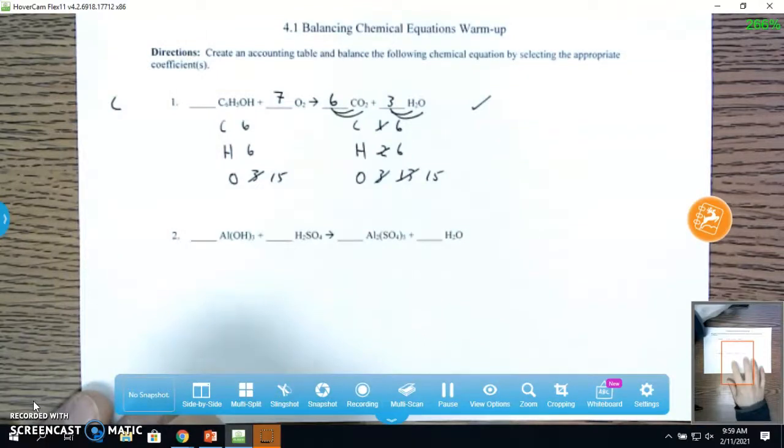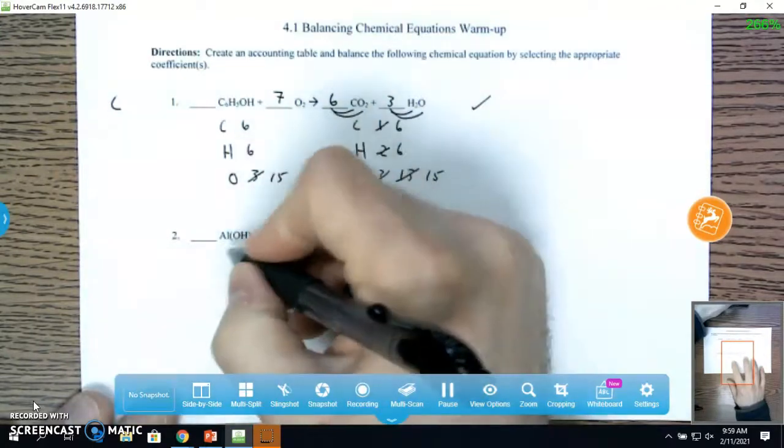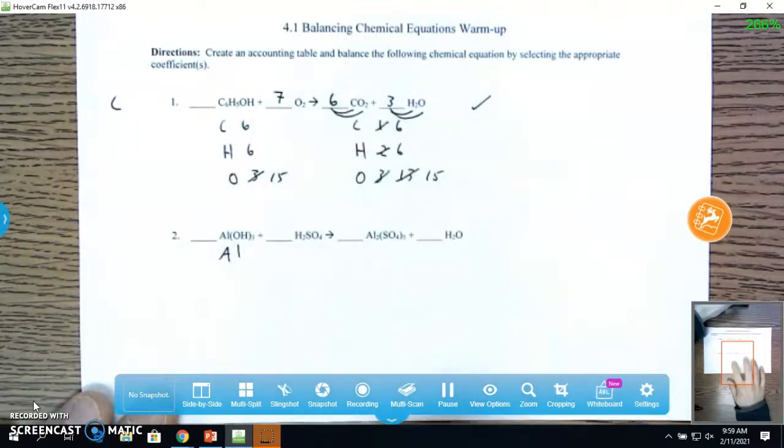reactions. Okay, number 2 right here, we could classify this as a double replacement reaction. Or you might know about acid-base reactions. This is also a special type of double replacement called an acid-base reaction. Taking account for the number and type that I've got on the left and right and making the accounting table is going to look like this.